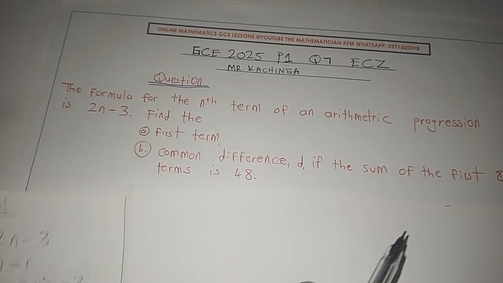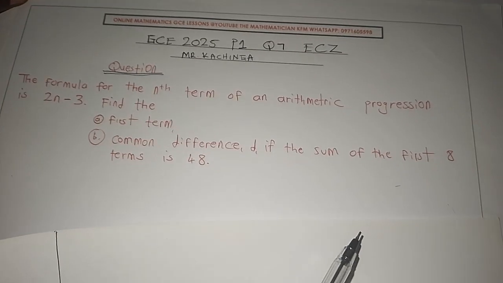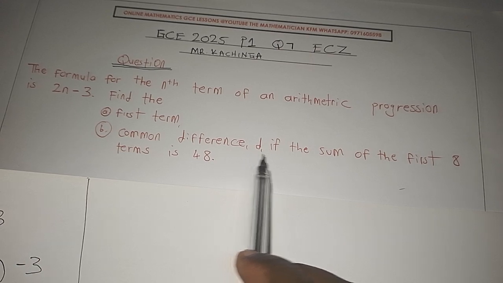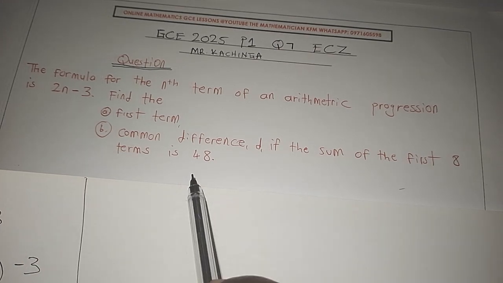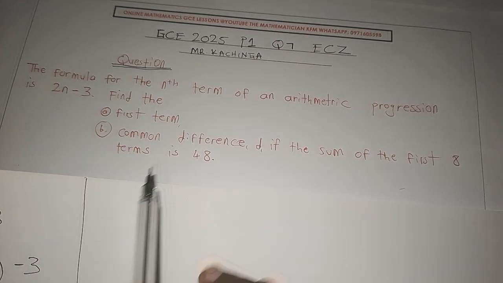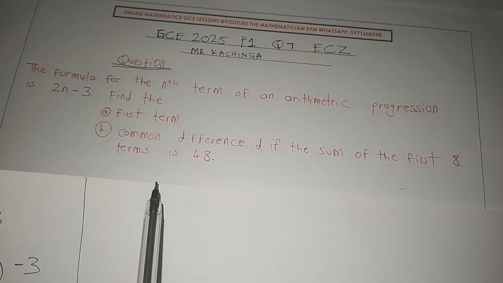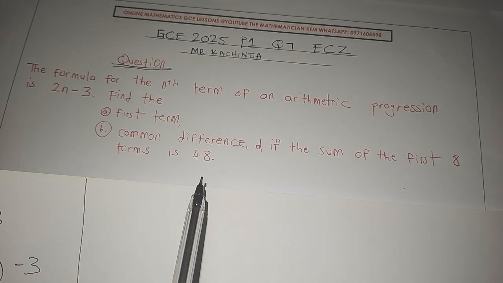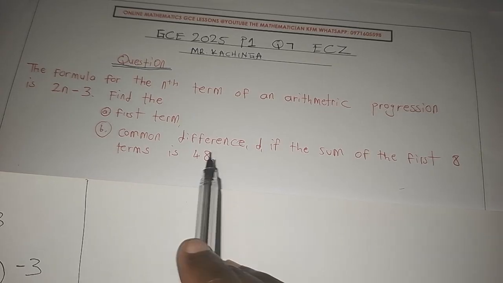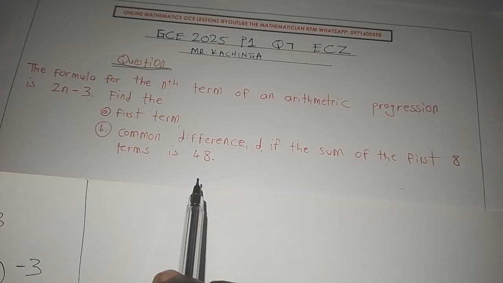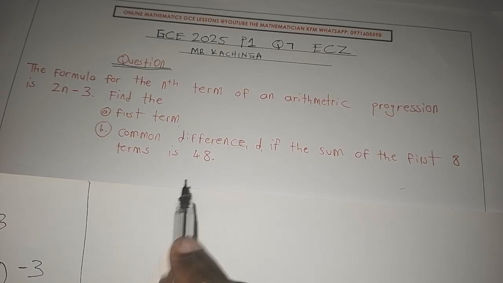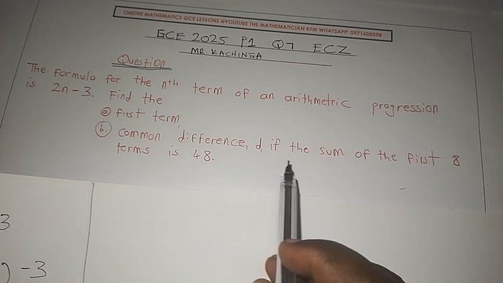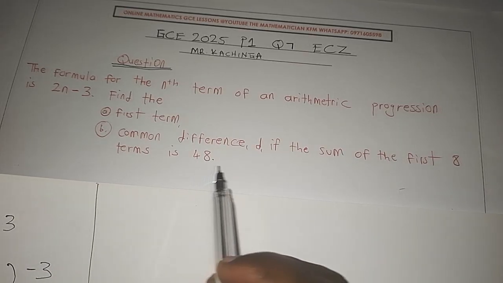So we are going to look at B. This is B. The common difference D, if the sum of the first 8 terms is 48. Now, for this one, you don't have to use a shortcut when solving for B, because I know there is a simple way we can solve, which I'll show you at the end of the video. But the examiners won't appreciate it if we use the shortcut way. Why? Because they have given us this information, which is here. They are saying the sum of the first 8 terms is 48.